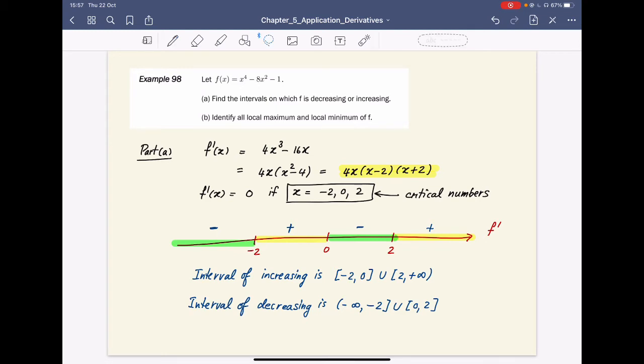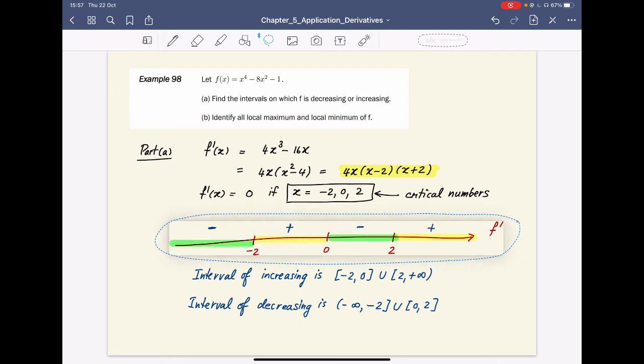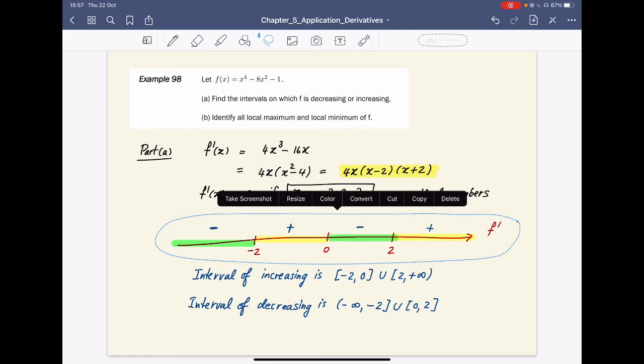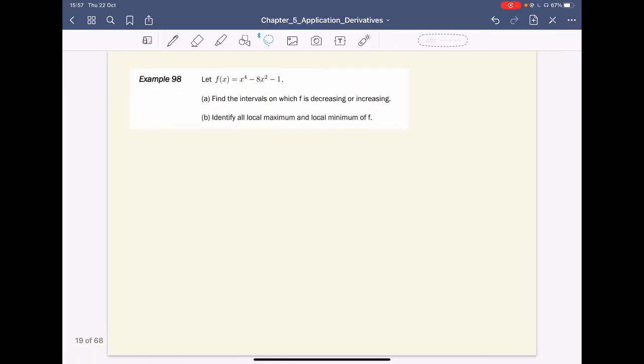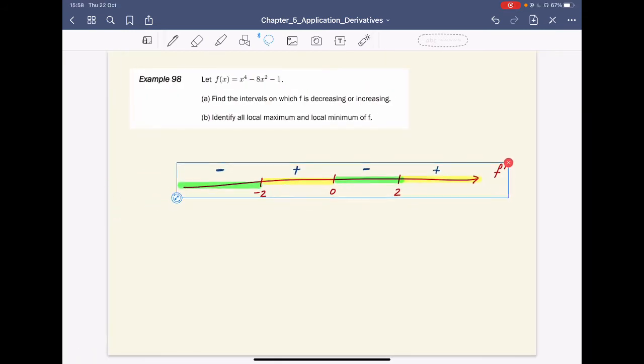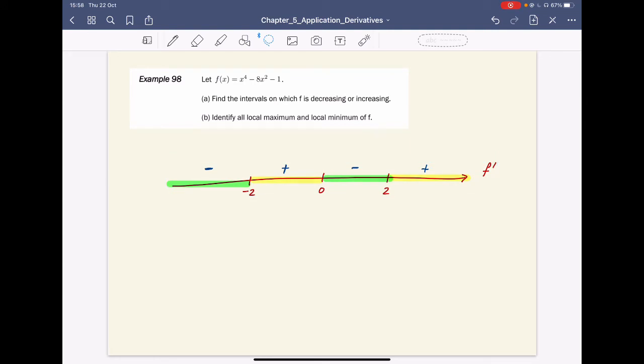All right, part B, we want to find all local maximum and local minimum. For sure, the f prime here is going to help us figure out the local max and local min. So for part B, I'm going to copy the f prime from part A. So this is part B. We have three critical points, which are negative 2, 0, and 2.